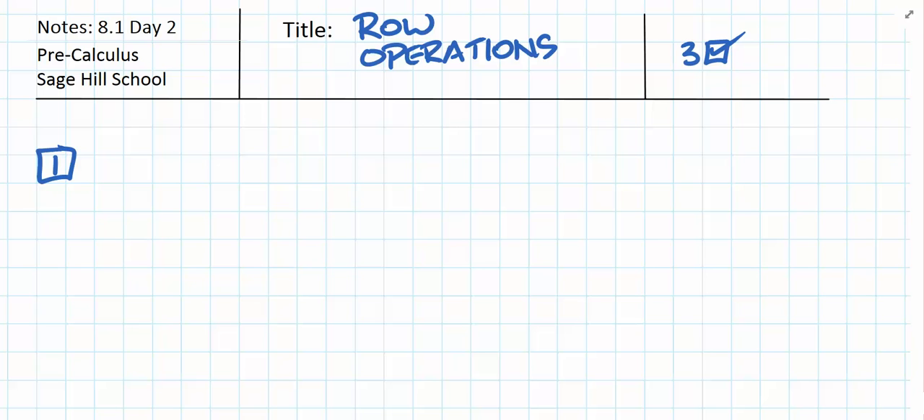And now the rest of 8.1 is all about the hard skills, the actual practice, the physical handwritten skills that we need to get, okay? And that's what we're going to do today. So we're going to focus on that. So to begin with, we're going to talk about the three row operations.